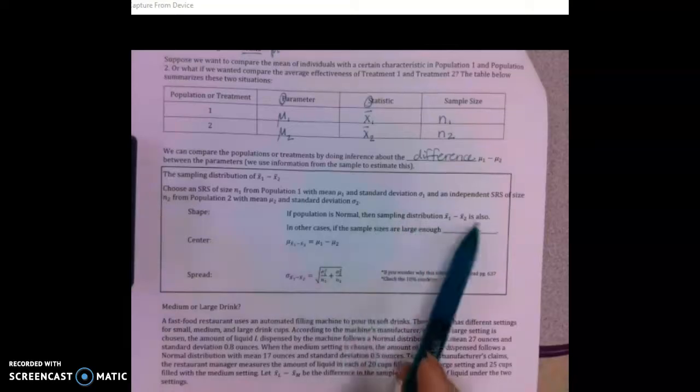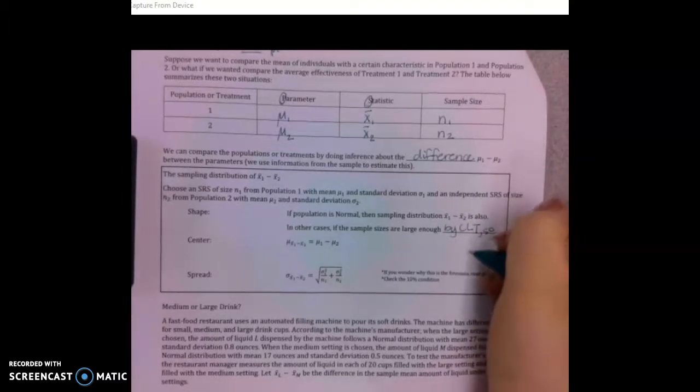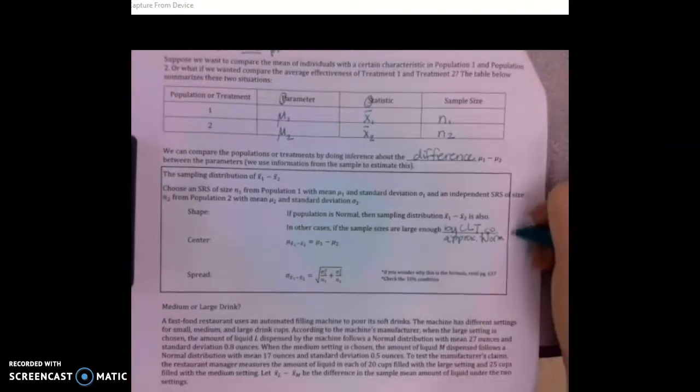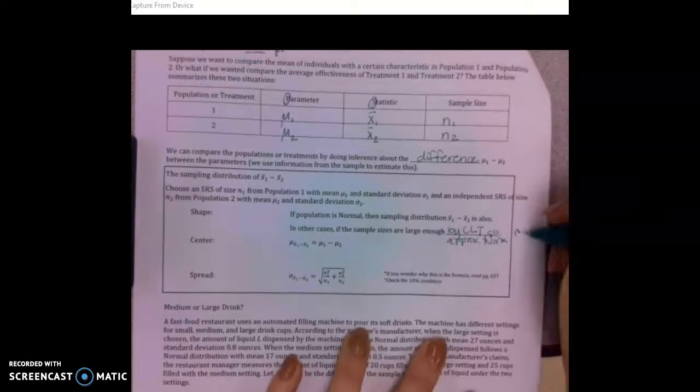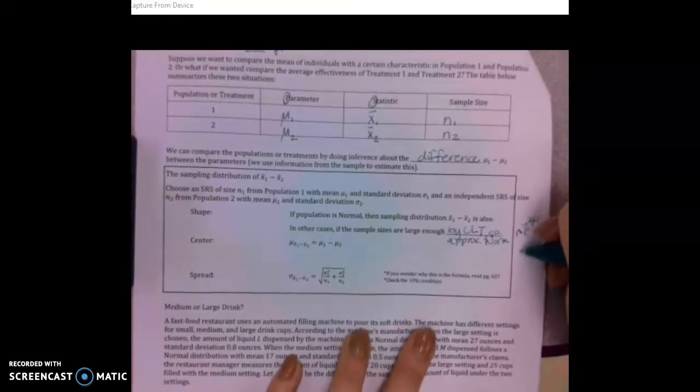So the shape: if the population is normal, then the sampling distribution is normal. In other cases, we have to make sure that the sample sizes are large enough. So we're going to use the central limit theorem so that it's approximately normal, which means that our sample sizes need to be greater than or equal to 30. So n sub 1 greater than or equal to 30, n sub 2 greater than or equal to 30.